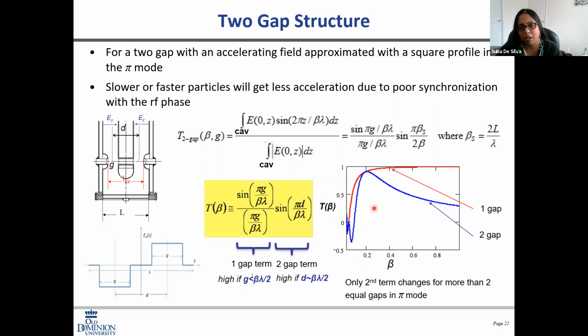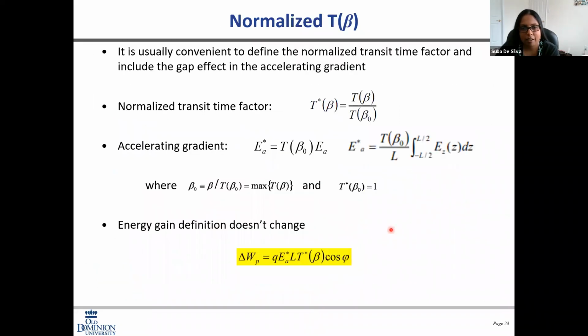So if you look at the plot, the red one shows one gap, and the moment you have a second gap, it throws off, and the more gaps you have, the range narrows. So this is where the accepted voltage range comes into play. So this is a simple nomenclature before I go into explaining the voltage acceptance.